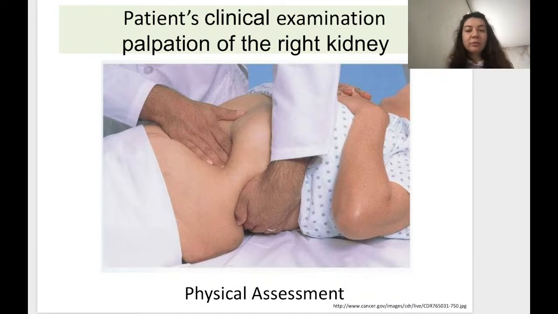The technique of kidney palpation looks like in this picture. Yes, the patient is lying supine, and it is bimanual. One arm we put under the back, in the side, when we palpate the kidney, and with the second arm we start palpation of the kidney. That's why we name it bimanual. You try to evaluate the kidney between your arms.